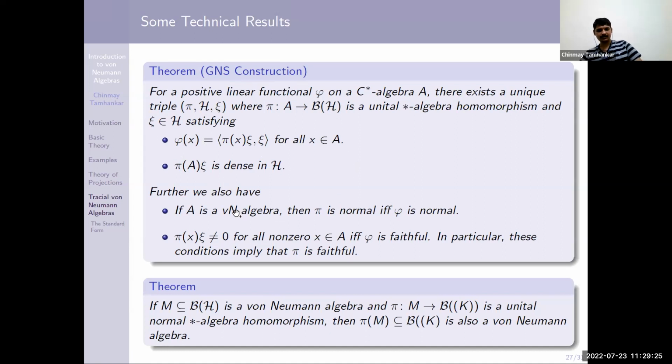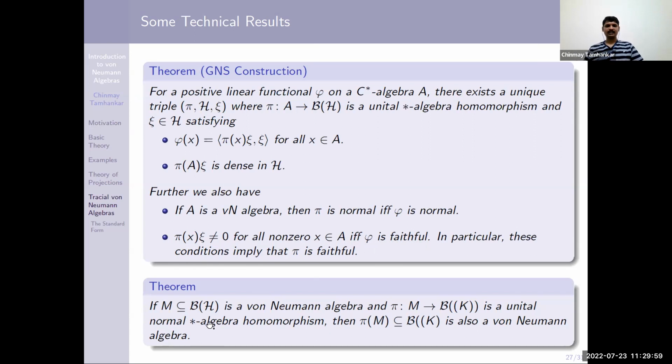And we have the following property: if A is a von Neumann algebra, then this linear functional phi is normal if and only if this representation pi is normal. By normal here we mean it's continuous with respect to the weak-star topology. And we get that pi of x xi is non-zero for all non-zero x if and only if phi is faithful. So in particular, phi being faithful implies that this representation pi is also faithful.